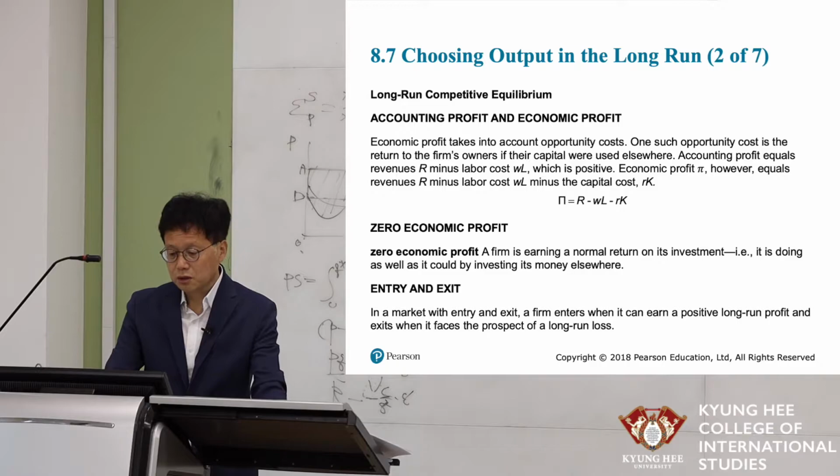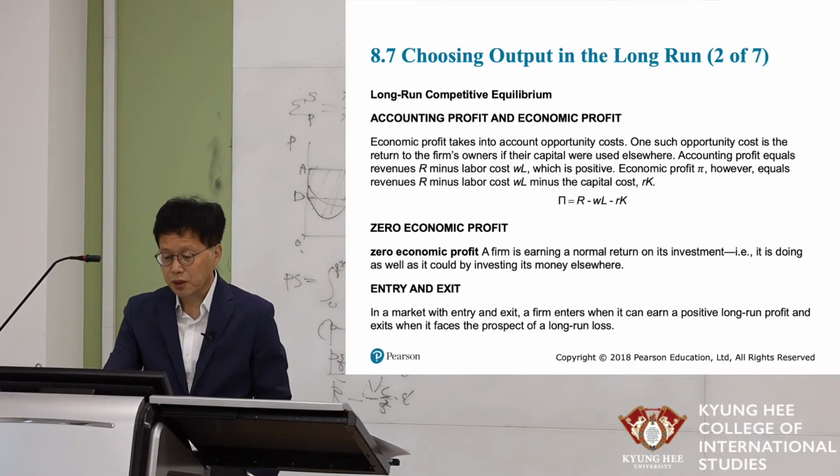Long-run competitive equilibrium, accounting profit and economic profit. Economic profit takes into account opportunity cost, right? We already studied this. One such opportunity cost is the return to the firm's owners if their capital were used elsewhere.